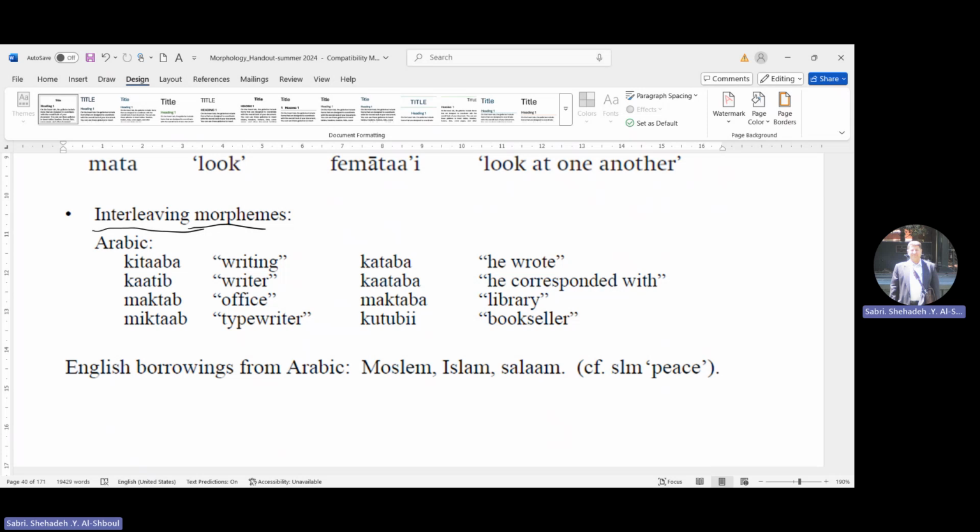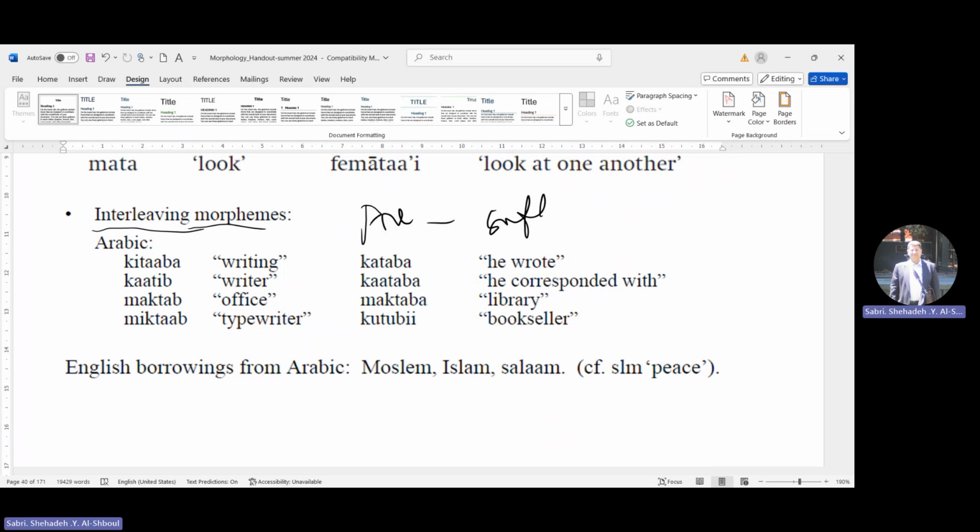This phenomenon is especially common in the Semitic languages, or let's say the non-concatenative morphology languages, where the words are formed not just by adding affixes linearly, whether they are prefixes or suffixes, but by altering the melody or the root of the word itself.